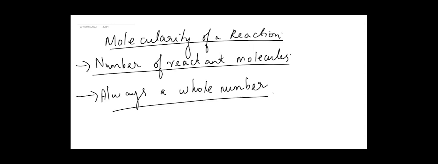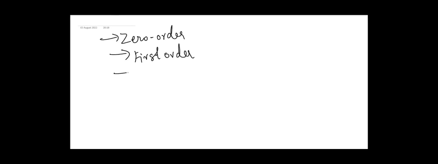Now, the order of a reaction can change with respect to time in a particular reaction, but molecularity of a reaction does not change. So, now let us classify the reactions based on their order. They can be classified as zero order reaction, first order reaction, second order, and so on. Now we will be looking briefly into the zeroth order and the first order reaction, and we will derive the common case as well.